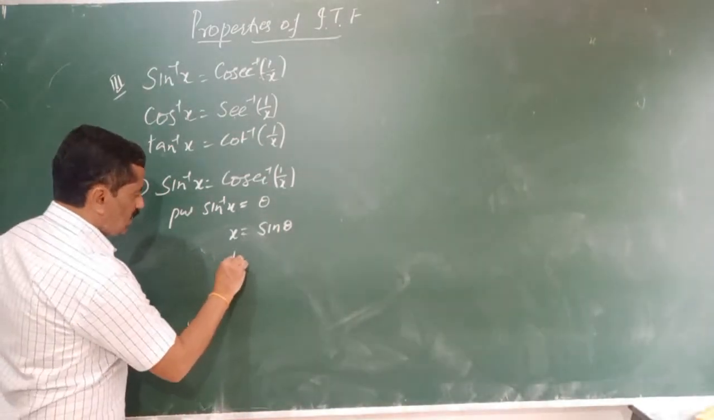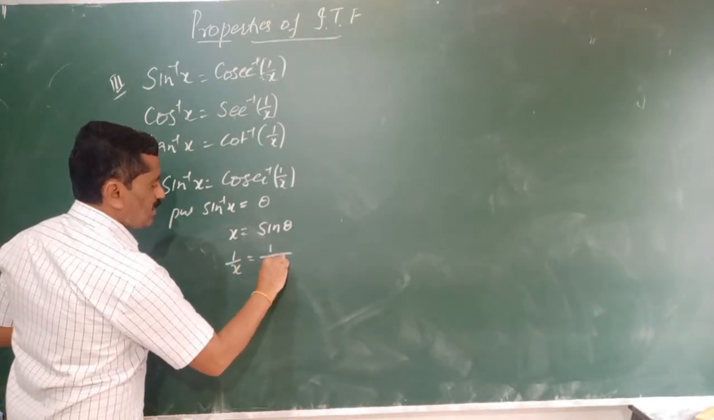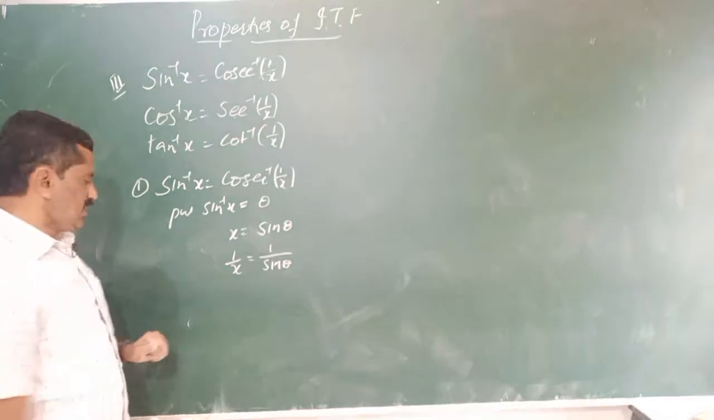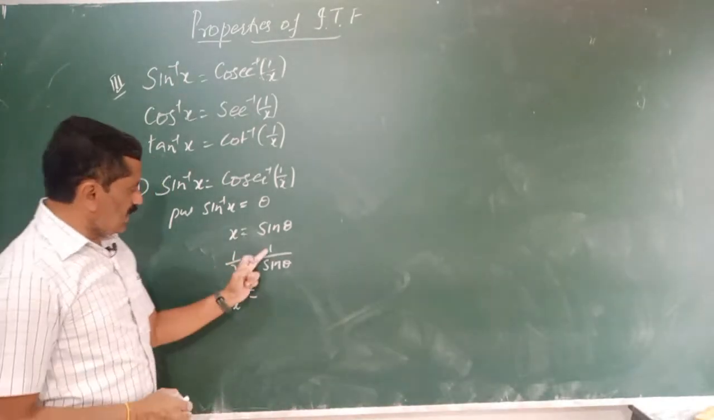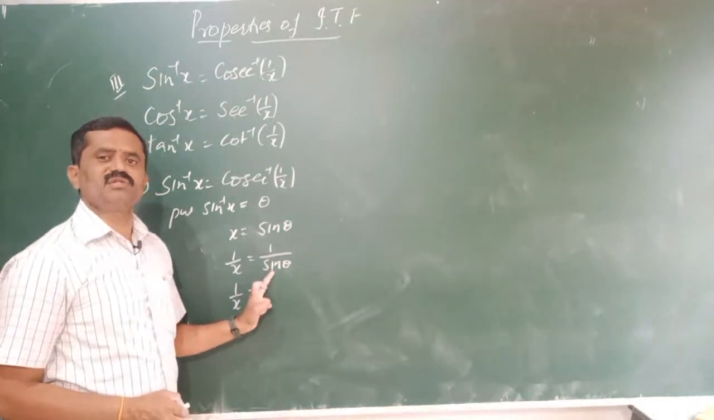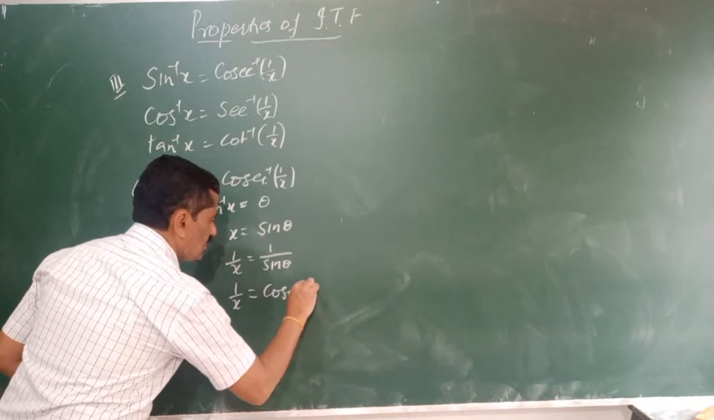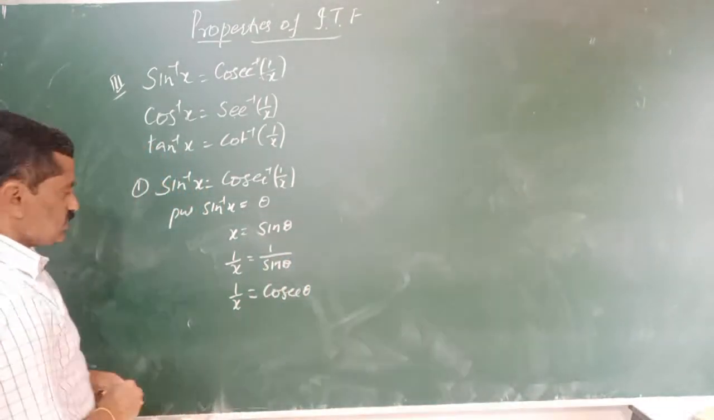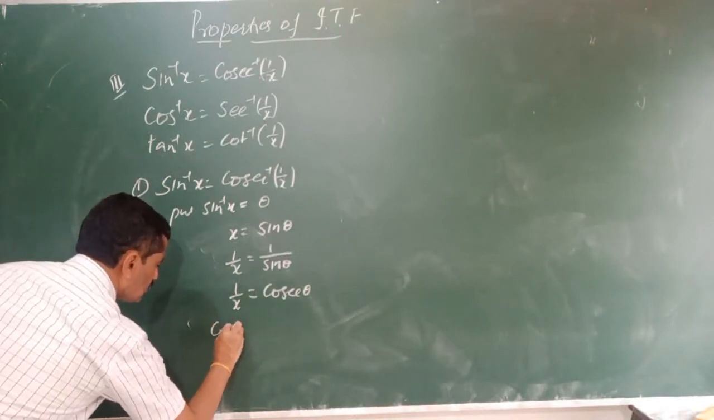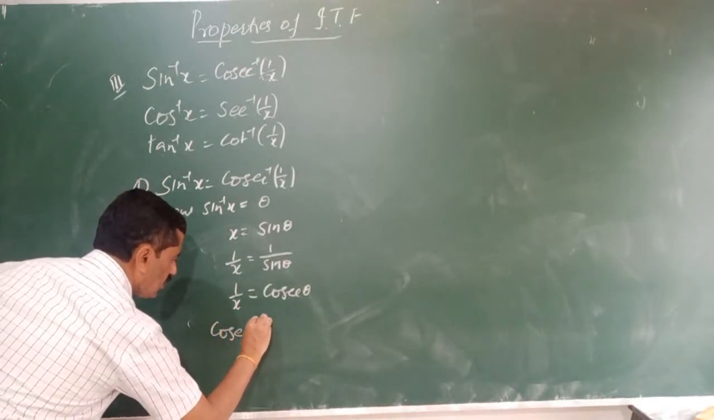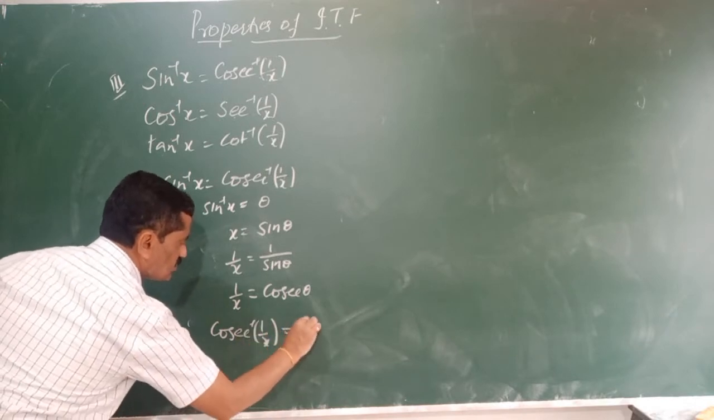Therefore, 1 divided by x is equal to 1 divided by sin theta. We know 1 by sin theta is cosecant theta. So, now bring the cosecant to the LHS. Therefore, cosecant inverse of 1 by x is equal to theta.